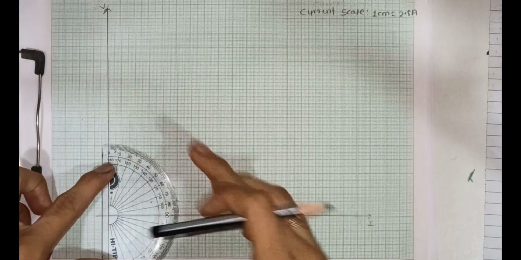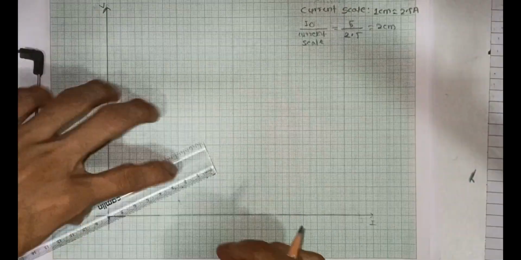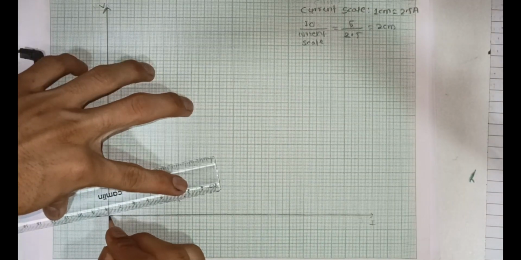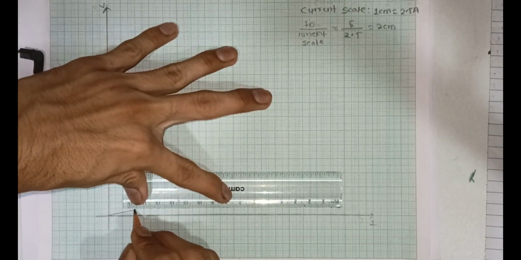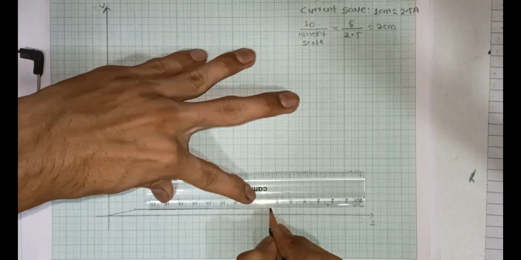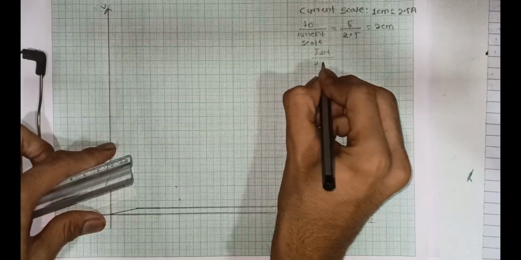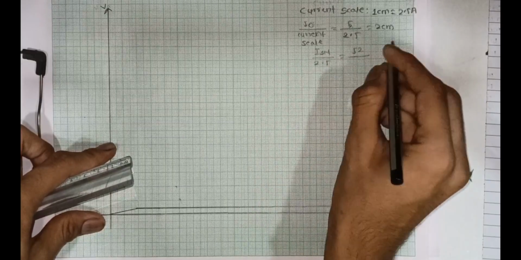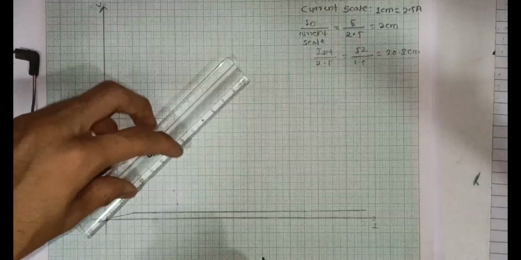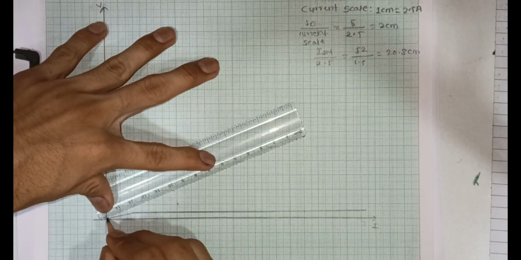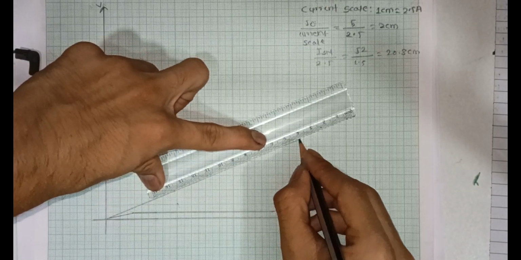After that, we will draw I0 at an angle phi 0. The length of I0 is 2 cm. After that, we have to draw a line parallel to the y-axis. The length of ISN can be obtained by dividing by the current scale. It comes out to be 20.8 cm. After that, ISN is drawn at an angle of 67.82 degrees from the origin.